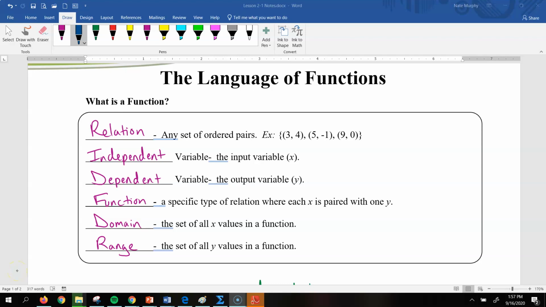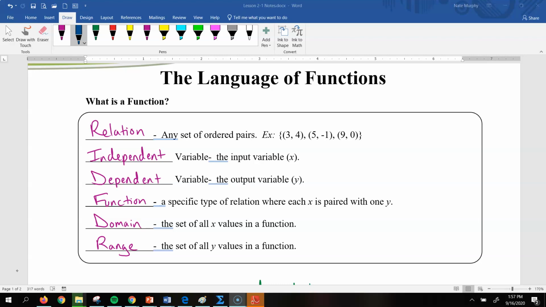All right, well, welcome to Chapter 2. In this chapter, we're basically going to be taking a lot of what we did last year in Advanced Algebra and putting it all into one chapter. So last year, we really focused on a lot of different functions throughout the year. And so that's what this chapter is all about. This unit is all about functions.